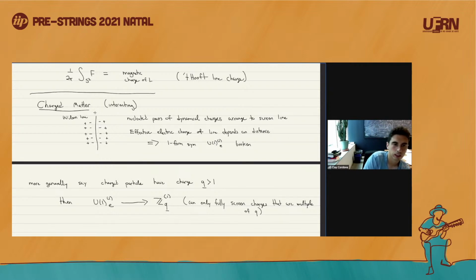If we look at the charge mod Q on the Wilson line, which is what I'm doing now, when I say that the U1 electric is broken to ZQ, it means I only consider the charge mod Q of the Wilson line to be a good quantum number. We see that it can't be screened because mod Q, all our dynamical fields are neutral.